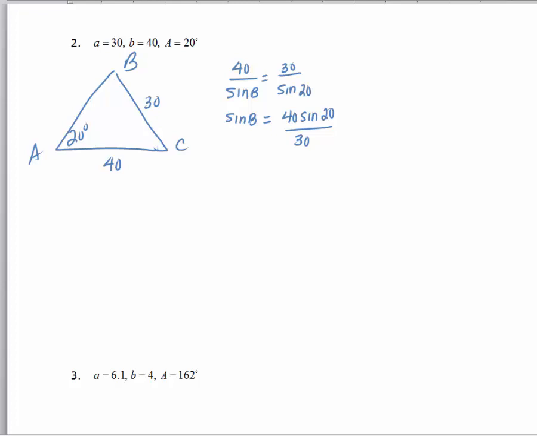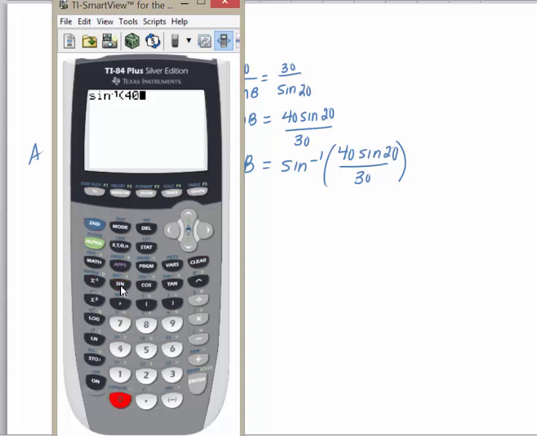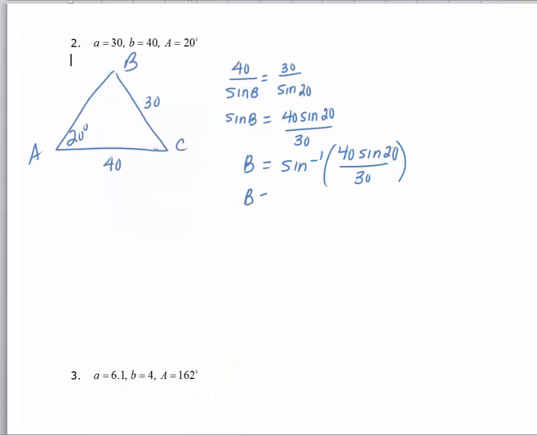Solving for sine B. Sine B equals 40 sine 20 over 30, which means B is equal to the inverse sine of 40 sine 20 over 30. So inverse sine 40 sine 20 divided by 30, and we round to the nearest whole number, we get our acute angle is 27 degrees, rounding to the nearest whole number.